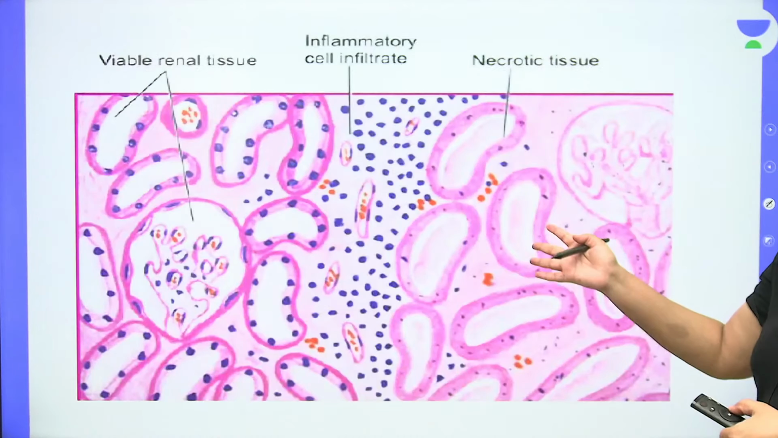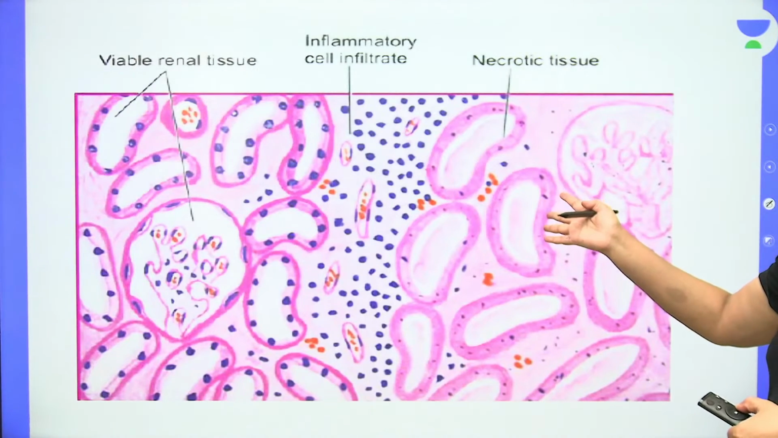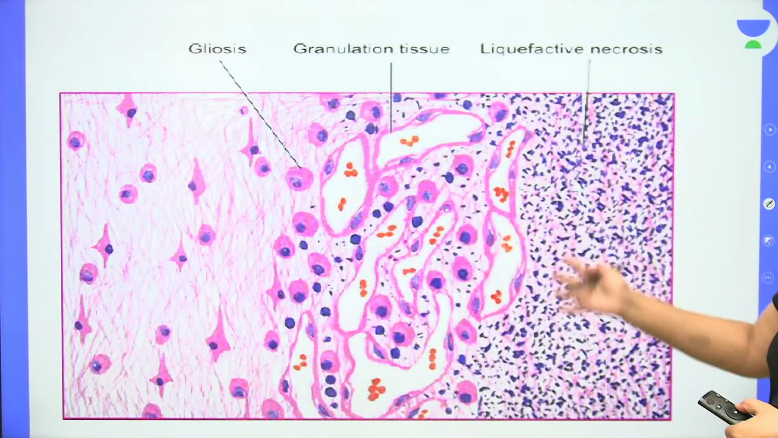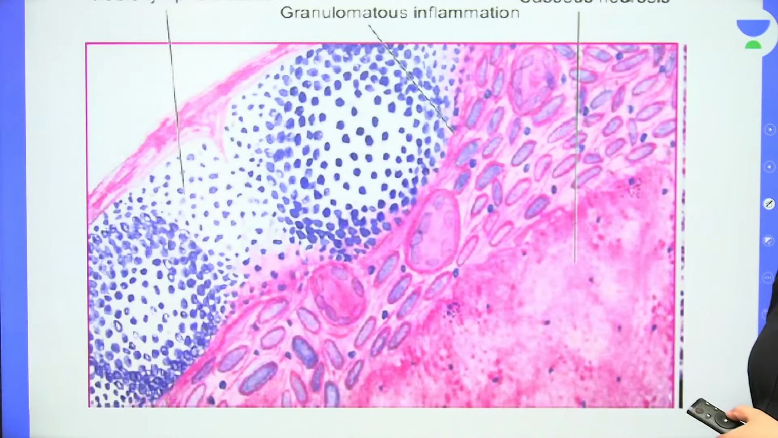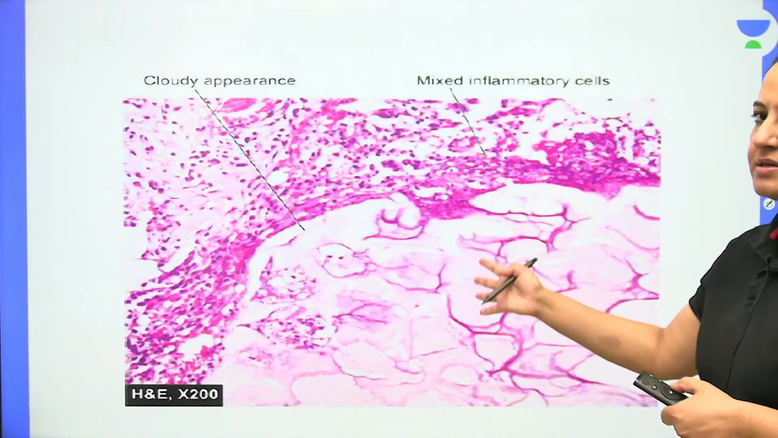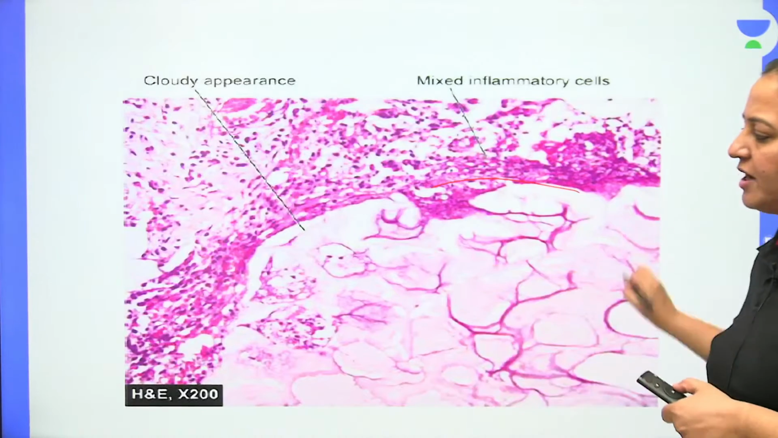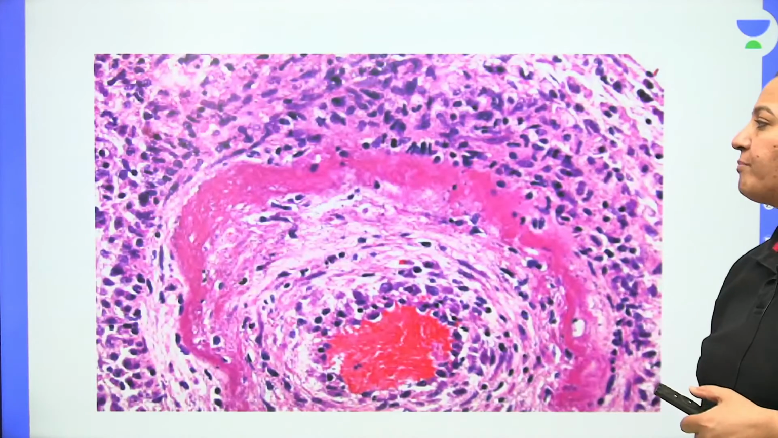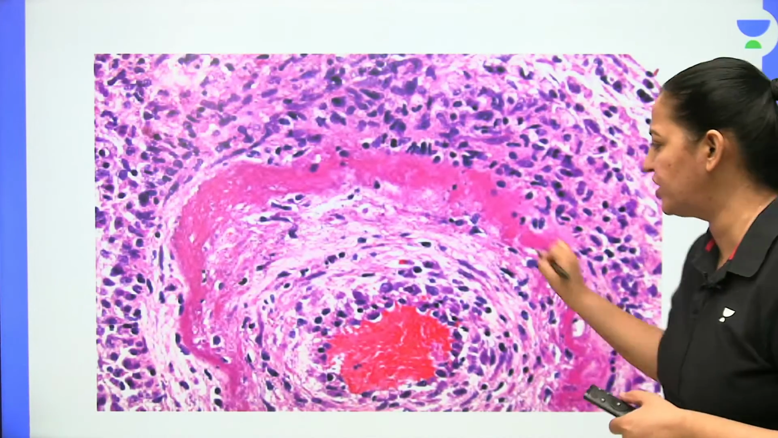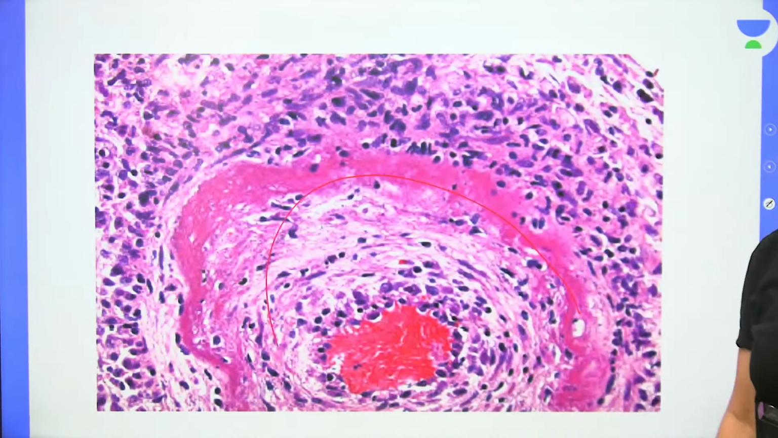So this is the diagram of coagulative necrosis, the 2 kidneys. This is the diagram of 2 brains, liquefied necrosis. This is the diagram of 2 lymph nodes, normal and necrotic, that is caseous necrosis. This is the diagram of fat necrosis. Appreciate the cloudy appearance here. And this is the diagram of blood vessel showing fibrinoid necrosis. Appreciate the ribbon here, the pink color ribbon like material.